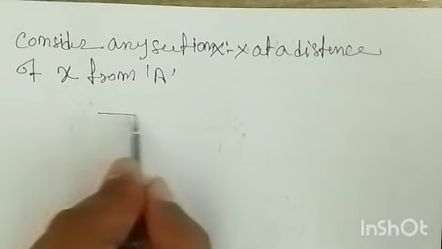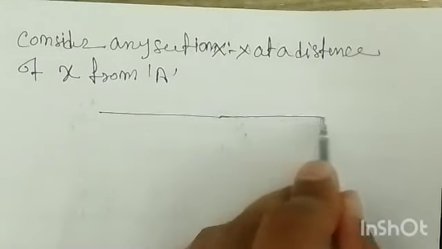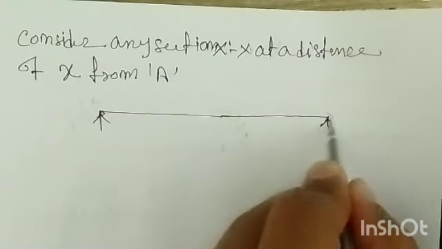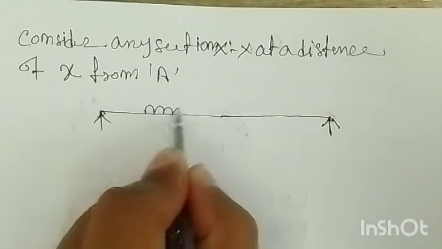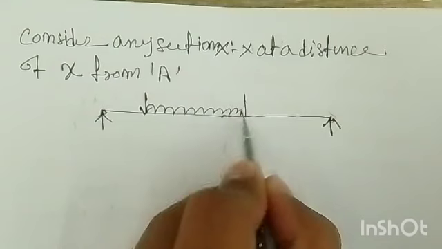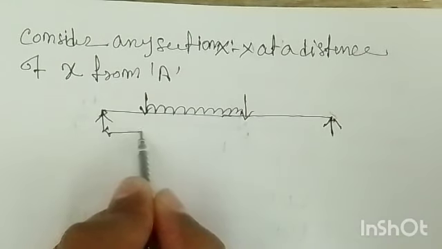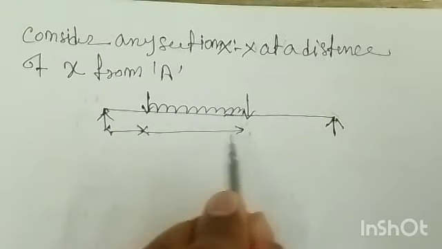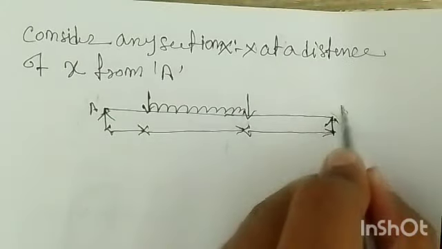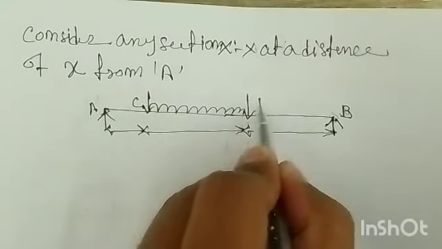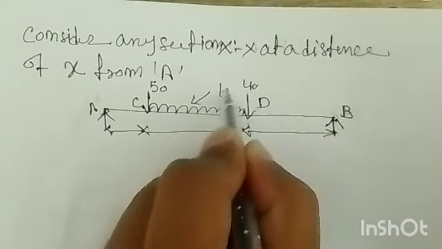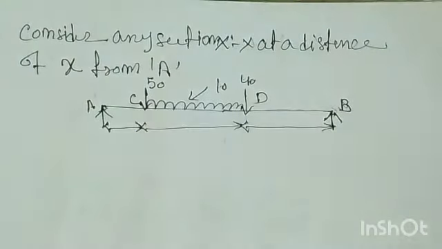For better understanding, I'll draw this. The given beam is again this simply supported beam given in the question, and here a UDL is acting. This is 50, this is 40, this is 2, this is 4, and this is also 4. So A, B, C and D. This is 50, this is 40, this is 10 kilonewton per meter.